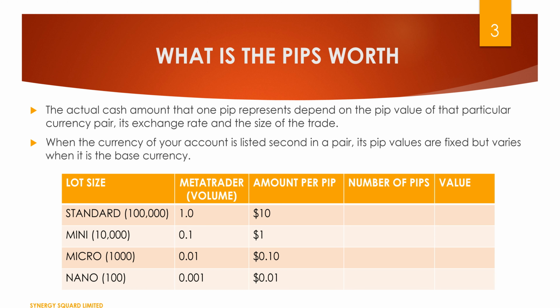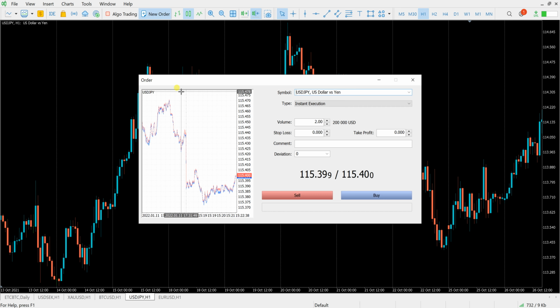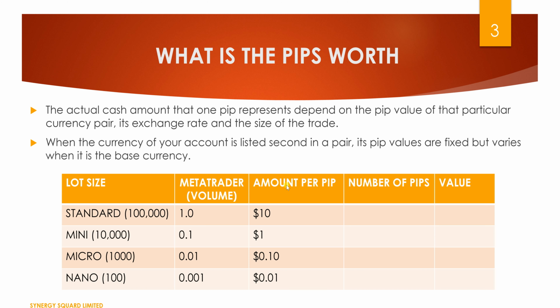Here we have a chart below where you can see the lot size. In MetaTrader, as you want to take a trade, you will see it represented as volume. Just like you can go to New Order and then you see volume. That is what we mean by that. Now this is the amount per pip, and we will be using this to calculate with a number of pips and the value of that number of pips.